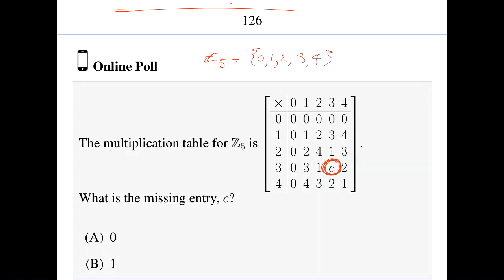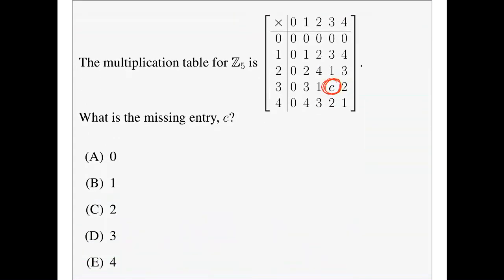Right, that's what Z5 looks like. So addition in Z5, or sorry, multiplication in Z5, this is 9 mod 5. But another way of saying what's 9 mod 5 is just what's the remainder if you divide 9 by 5. That's what mod really means. So 9 mod 5 is 4, right?